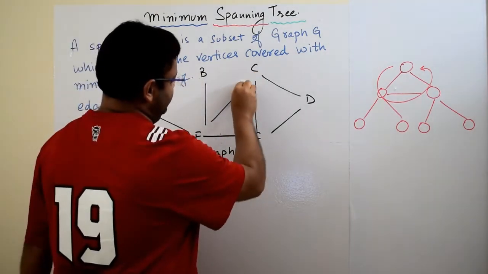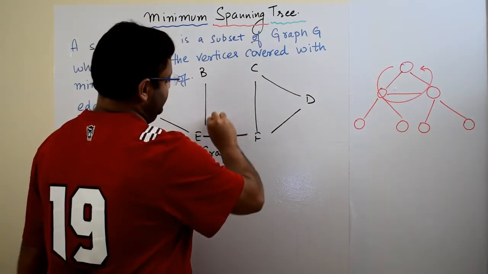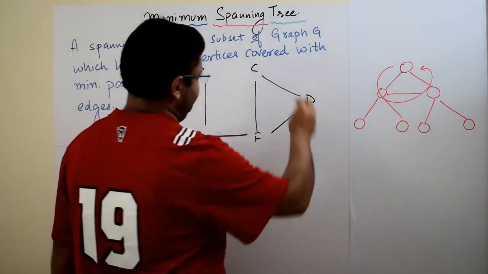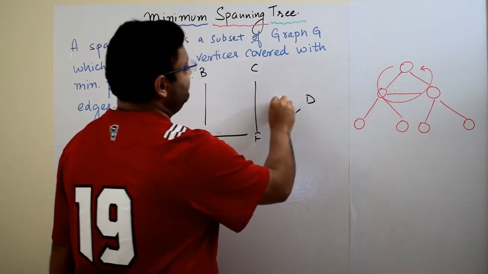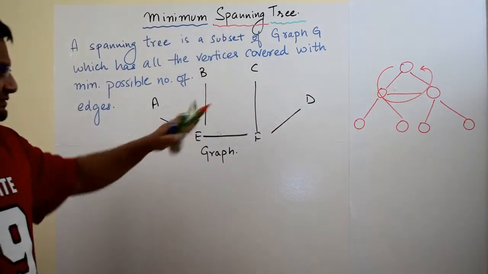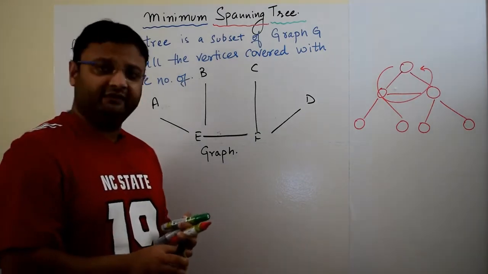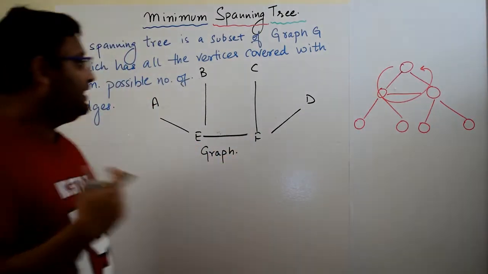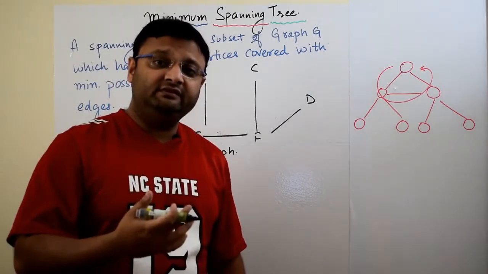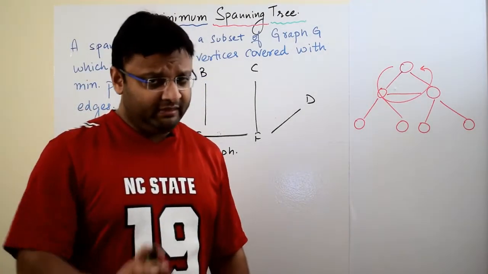Now still there is a cycle. I removed this edge, right? And finally I removed this edge as well. So from the same graph, this is also a spanning tree which we can obtain. Now, as you can see clearly, there are a number of spanning trees which we can get from this graph, right?